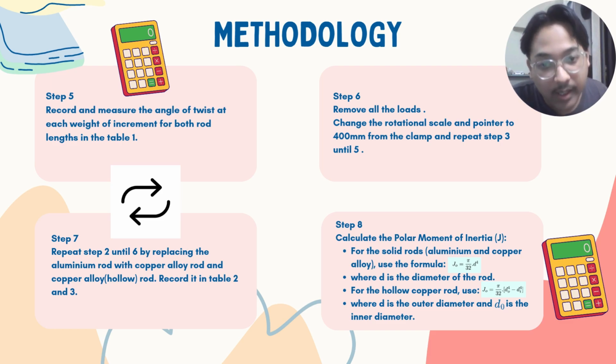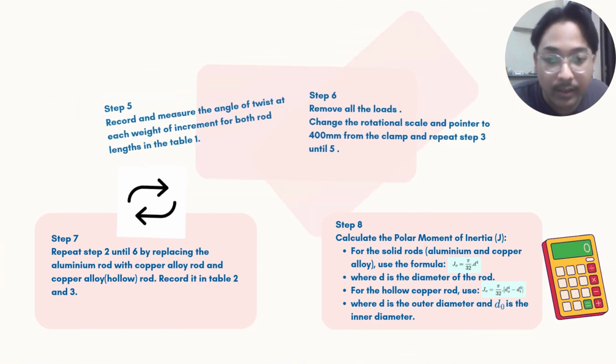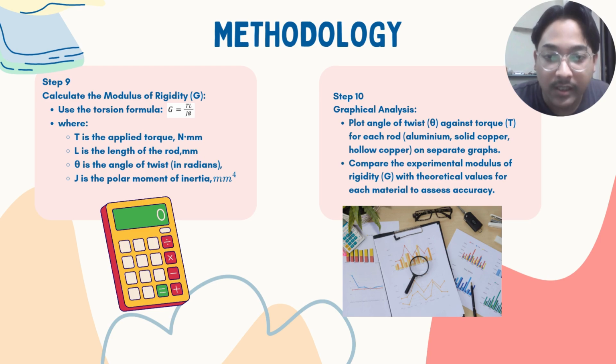For step 8, calculate the polar moment of inertia J for the solid rods, aluminum and copper alloy. Use the formula stated there, where D is the diameter of the rod. For the hollow copper rod, use the formula for a hollow rod, where D is the outer diameter and D naught is the inner diameter.